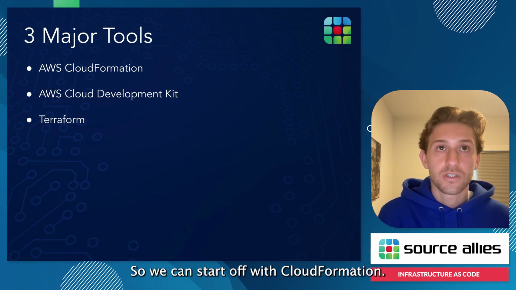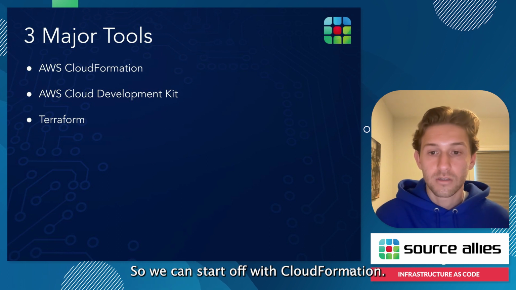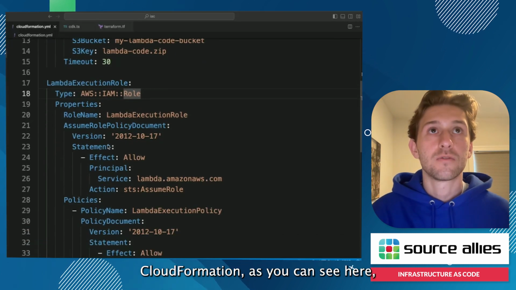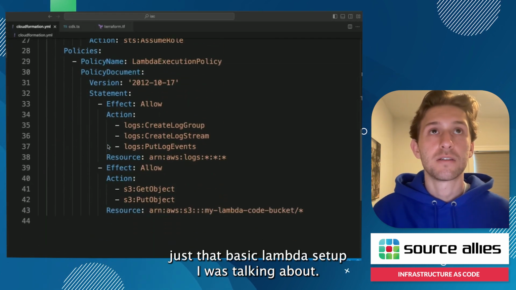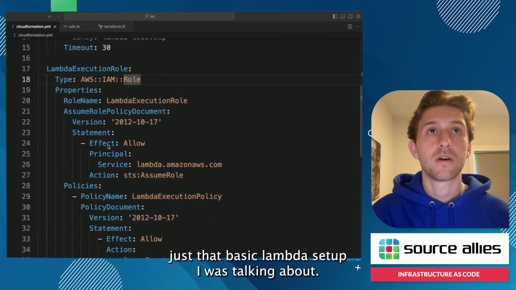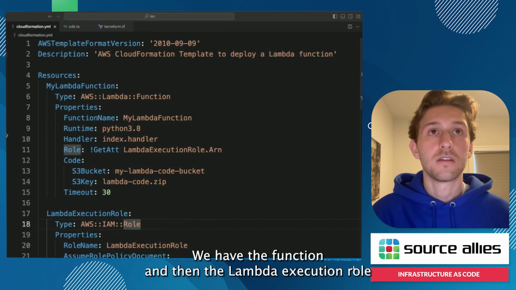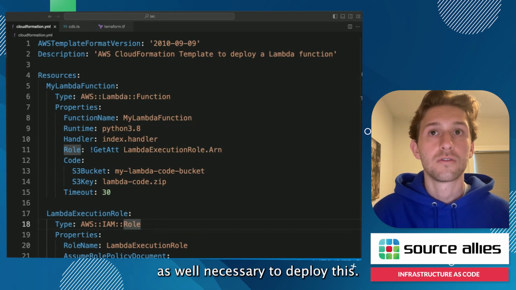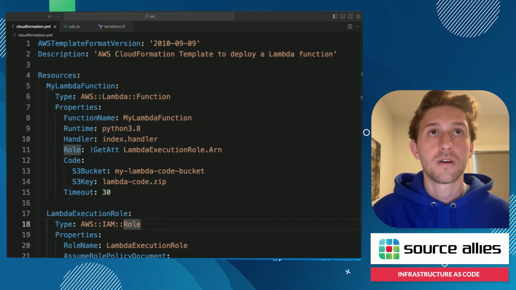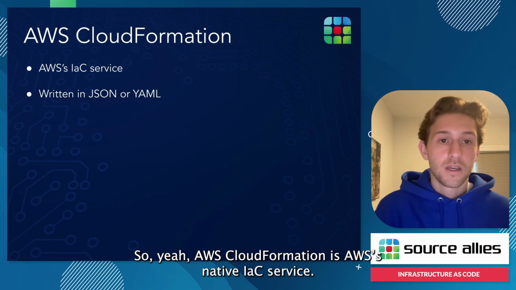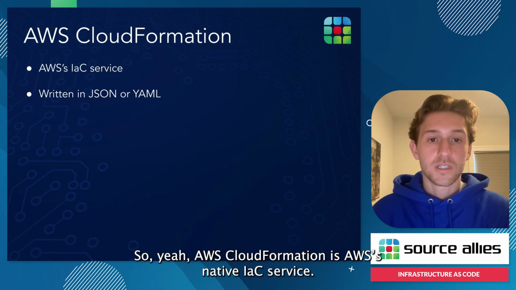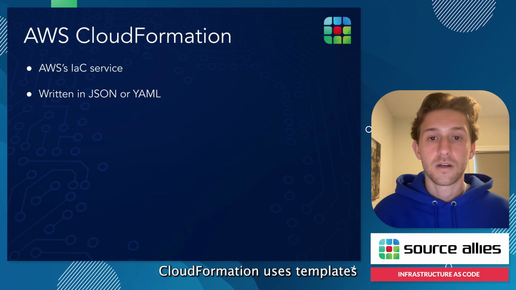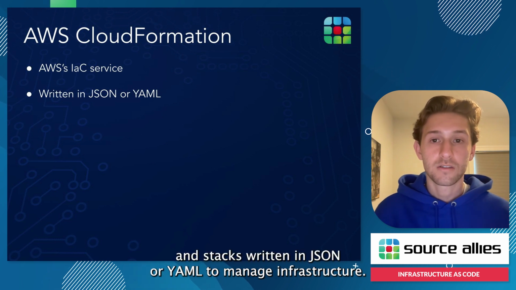So we can start off with CloudFormation. CloudFormation, as you can see here, is just that basic Lambda setup I was talking about. We have the function and then the Lambda execution role as well, necessary to deploy this. So AWS CloudFormation is AWS's native IAC service. CloudFormation uses templates and stacks written in JSON or YAML to manage infrastructure.